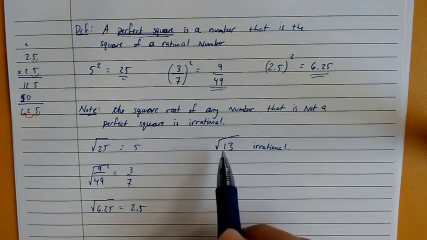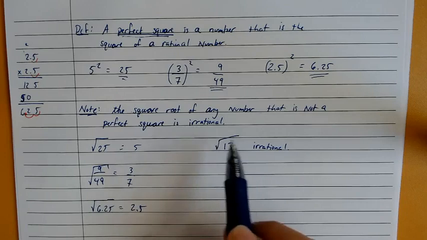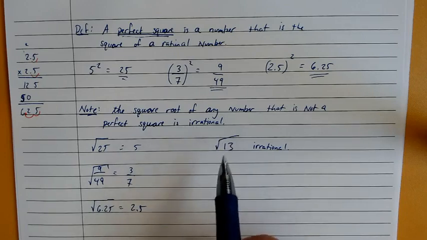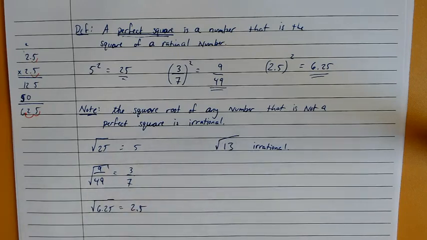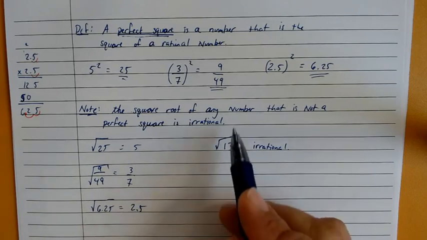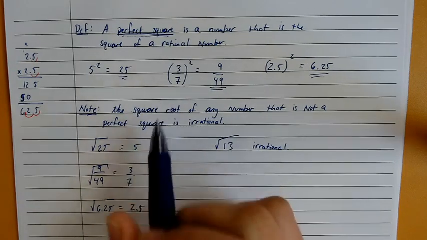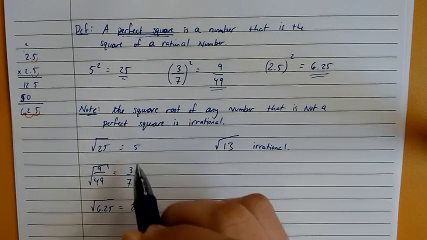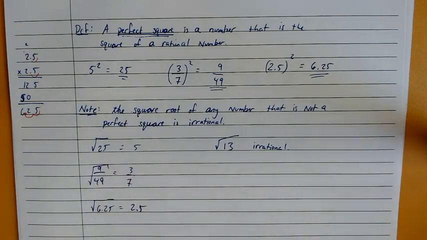So this one, we're not going to bother with trying to convert this into a decimal. It's just, what's the square root of 13? That's what it is. It's the square root of 13. It's like saying, what is 3/7? Well, that's what it is. It's 3/7. That's the number.